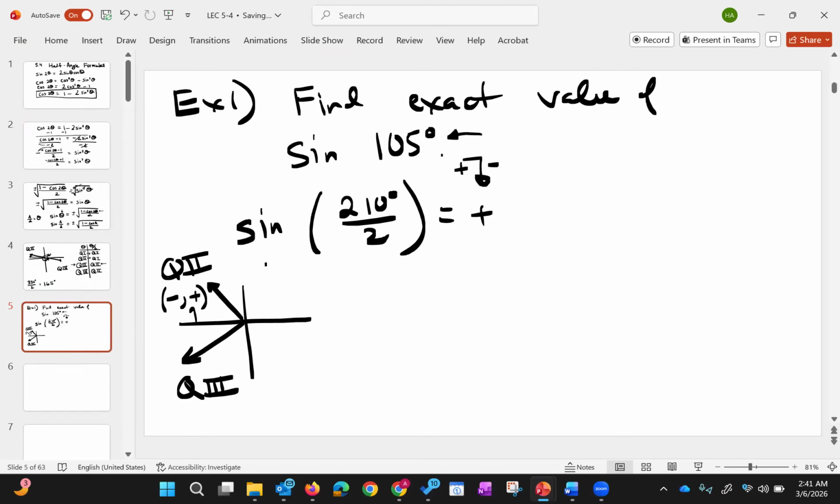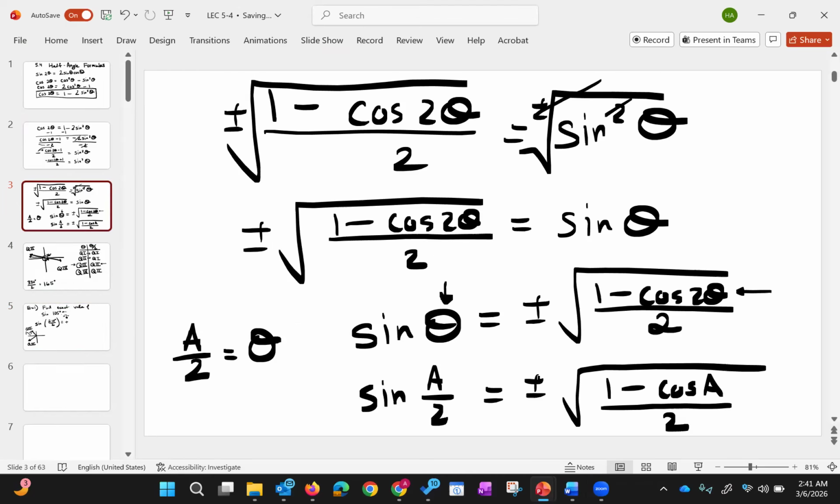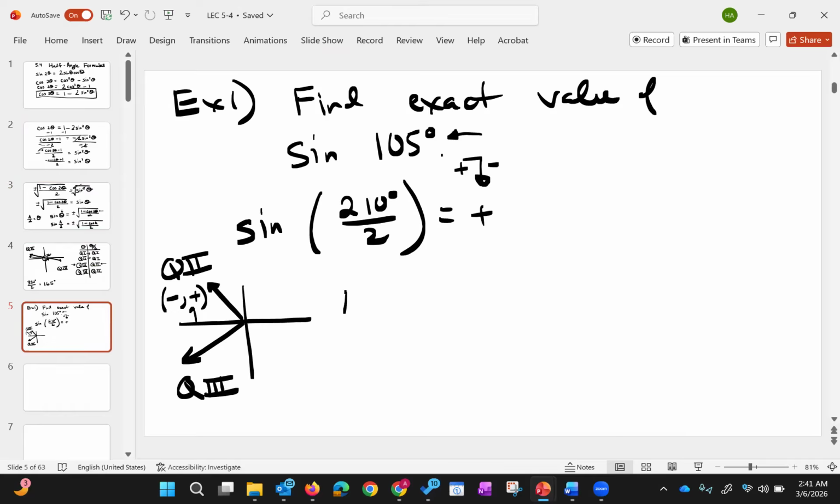So our formula, real quick here, has a plus and minus. What we do is we choose the plus sign because we're in quadrant 2, and sine is positive in quadrant 2. That's why we choose it. Then we notice our A value is 210, because half of 210 makes 105. So technically our angle measurement is 210.